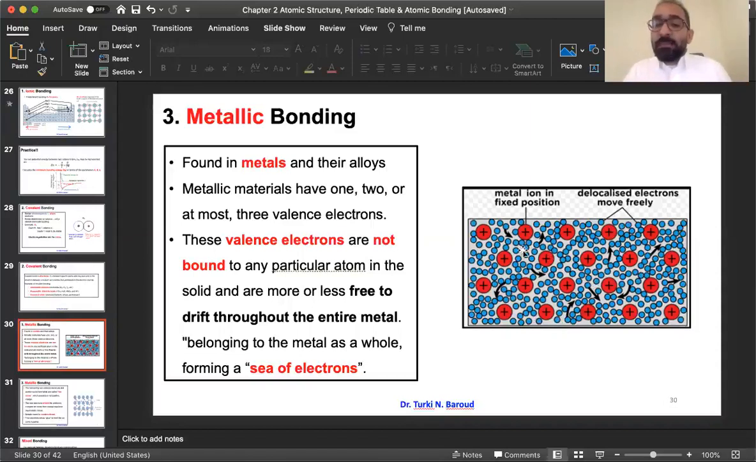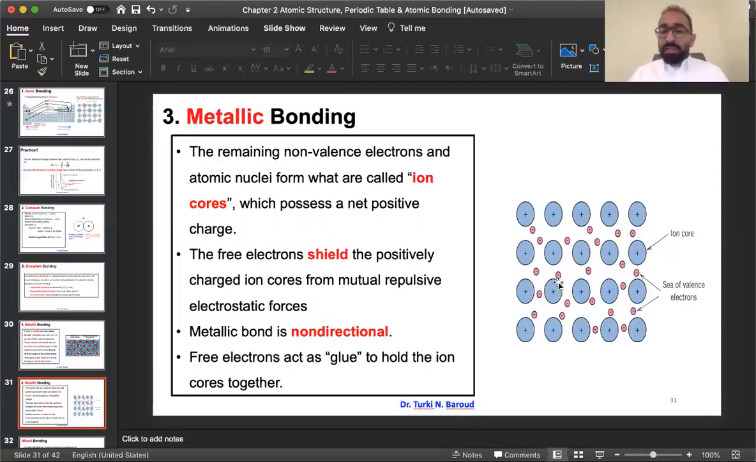We call this a sea of electrons. So they're able to drift inside the material, and that tells us why metals are thermally and electrically conductive: the electrons can conduct electricity and also conduct heat. Great. So we have positive cores, and then you have these negative charges that act as a glue for those positive cores.